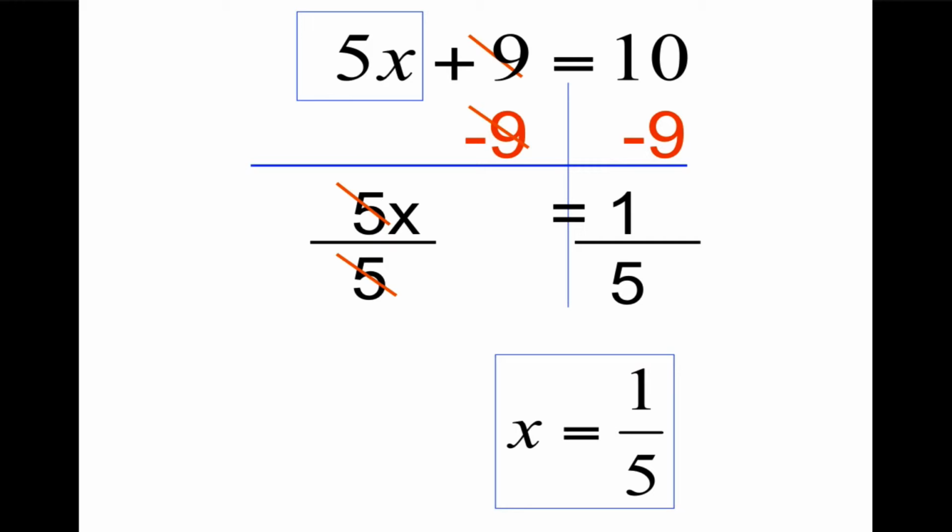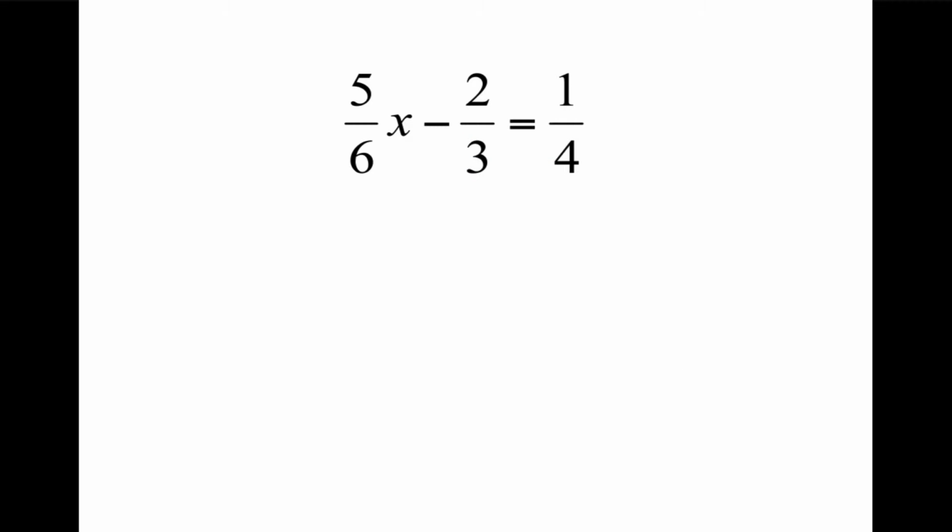Alright, example 2. Example 2 is 5/6 x minus 2/3 equals 4. So a two-step equation with fractions. To eliminate the fractions, we think of the common denominator for 6, 3, and 4. Typically, if I have 3 fractions that I need to find the common denominator of, I look at the larger of the 2 fractions, 6 and 4, and find the common denominator for that, and then just check that it's divisible by the smaller one.